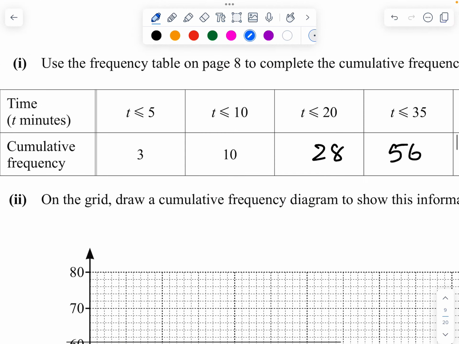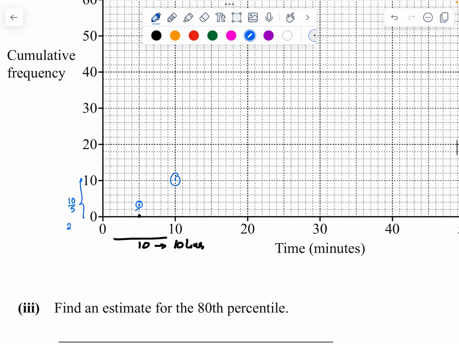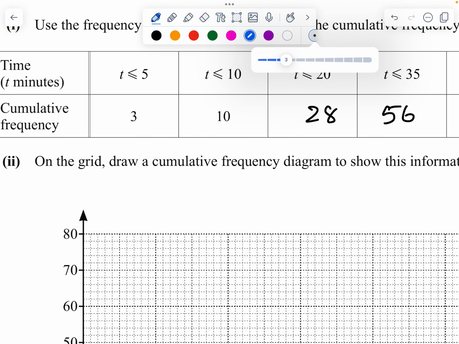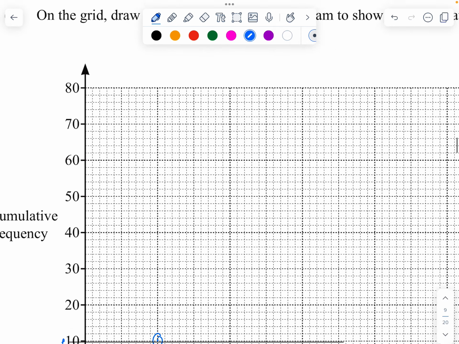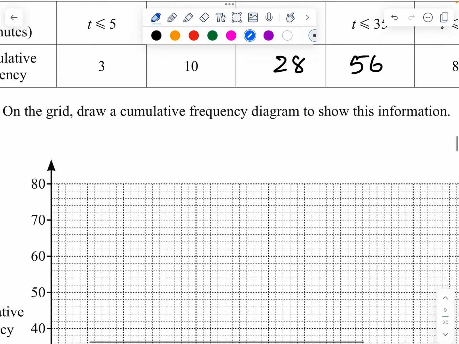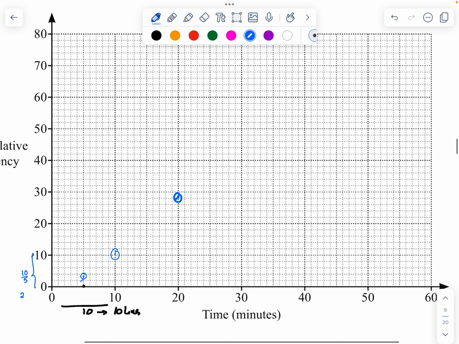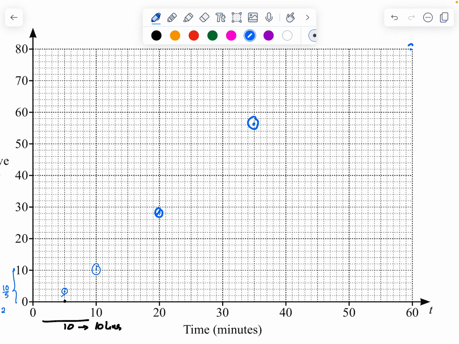Then for 10, it's going to be 10. 10 and 10 is going to be the easiest point. Then for 20, it is 28. So this is 22, 24, 26, 28. So this is going to be the point. Then for 35, it is 56: 52, 54, 56. And for 60, it is going to be 80.